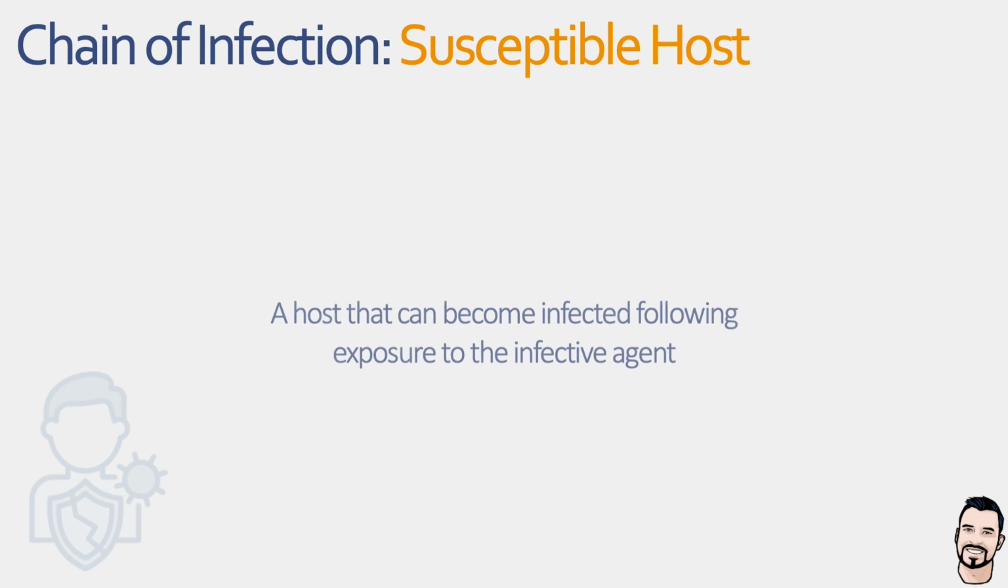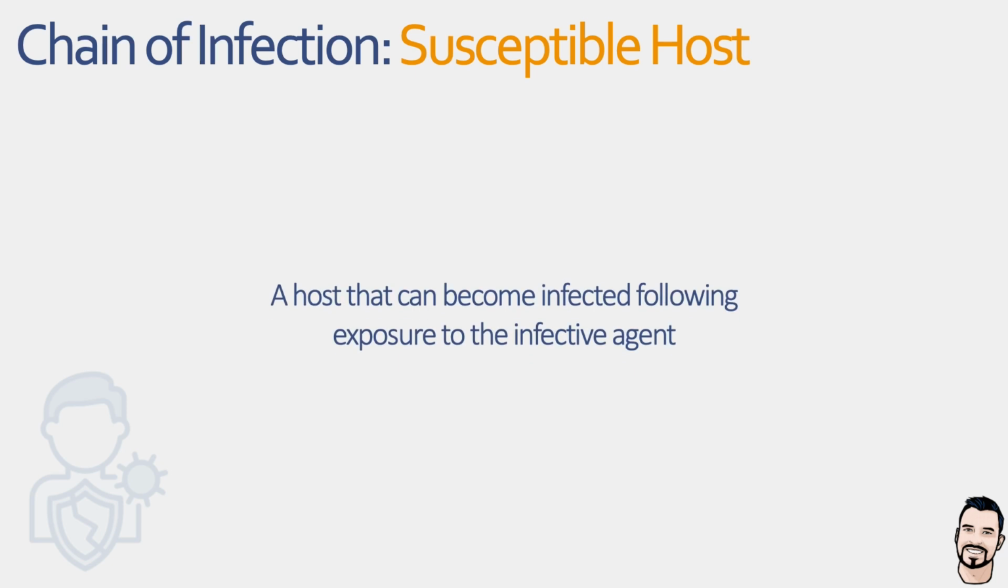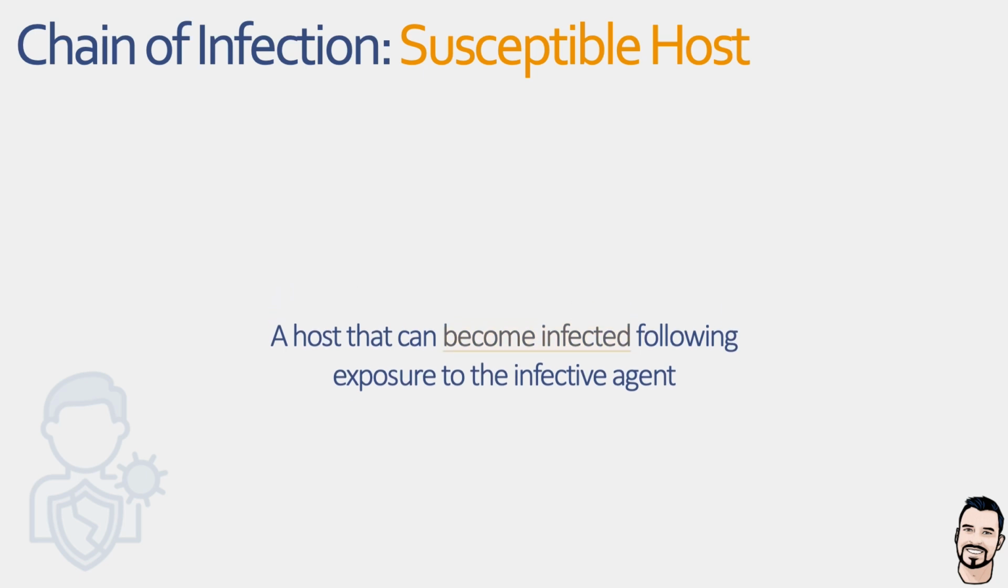And now we arrive at the final link in the chain of infection, the susceptible host. The key point to remember here is that exposure to an infectious agent and even entry into the body does not automatically result in infection. An infectious agent may successfully pass through each of the previous stages, but infection will only occur if the individual that enters is susceptible. Now, host susceptibility is influenced by a range of different factors which determine whether the pathogen is able to establish and cause disease.